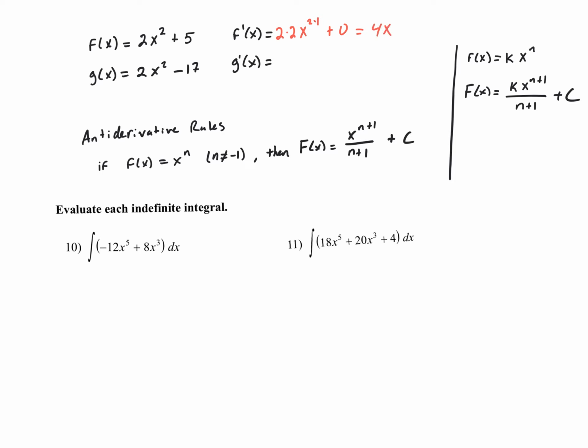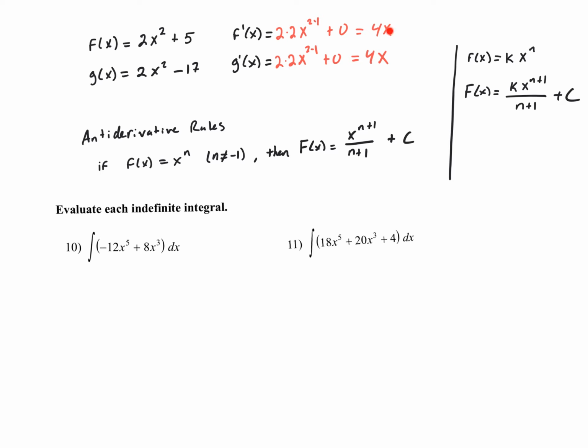If we look at this next one here, the 2 that's out in front, times the exponent, times x to the 2 minus 1. How fast is the constant changing? It's not. So that's just going to be plus 0. So it's going to be 4x.